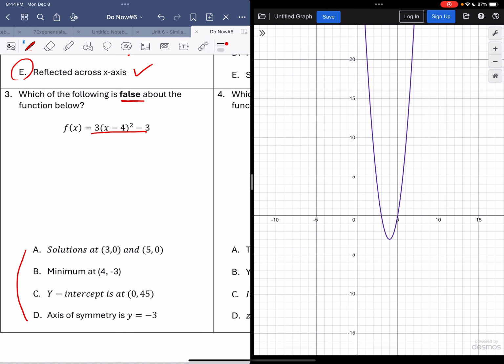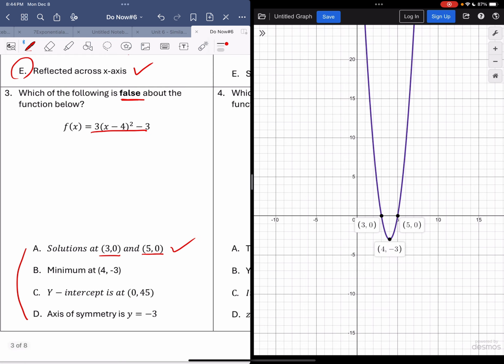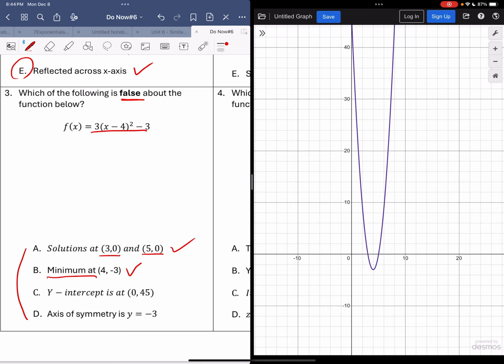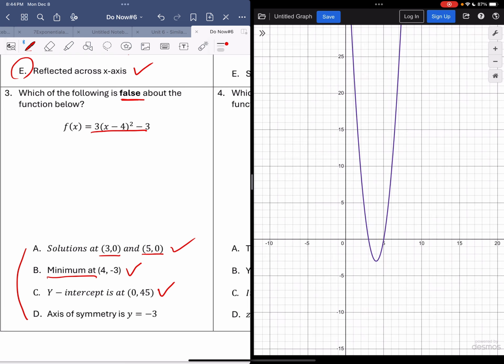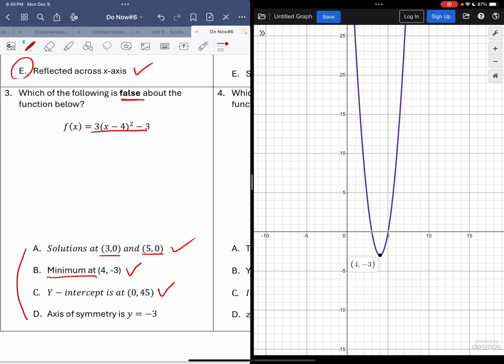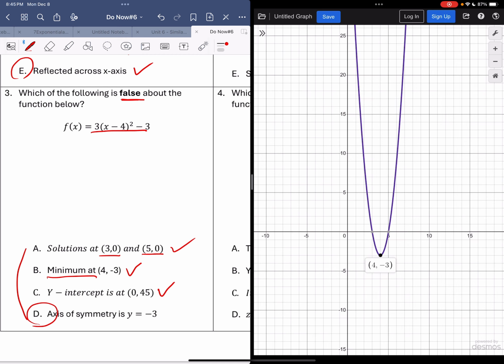So here, solutions at (3, 0) and (5, 0), that's correct. Minimum at (4, -3), that's also correct. That's the vertex and the lowest point, so we call it the minimum. Y-intercept (0, 45): I cannot see our y-intercept, but if you go up, there's a (0, 45). That's correct. Axis of symmetry at y equals -3, that's false, because the axis of symmetry is where it cuts in half. That should be an x value, so it should be x equals 4.